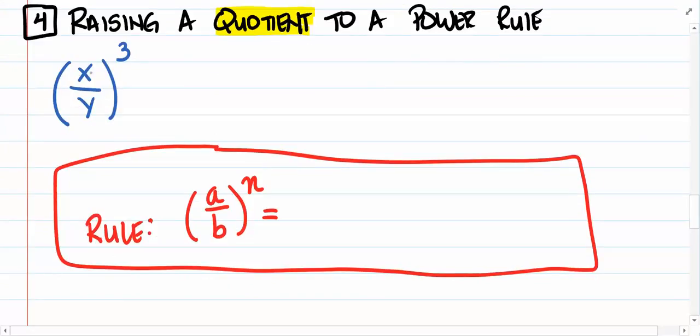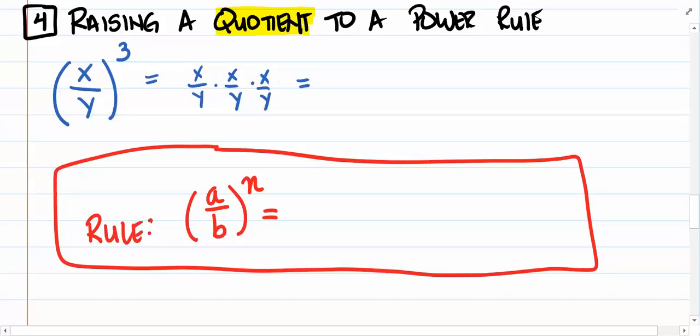The quotient is this x divided by y. That is my quotient, and I'm raising the entire quotient to the power of 3 because the 3 is on the outside of the parentheses, and it is being applied to both the x and the y. So what this means is this: literally x over y times x over y times x over y, right? 3 times. You take whatever's inside the parentheses and you multiply it by itself 3 times.